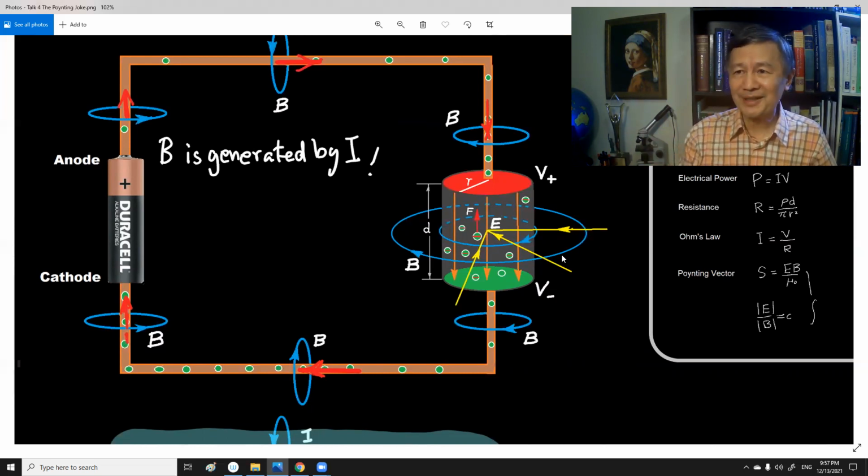The question remains, so how does the electric bulb get its electrical energy? This is a big question. I'm going to discuss this question next time.